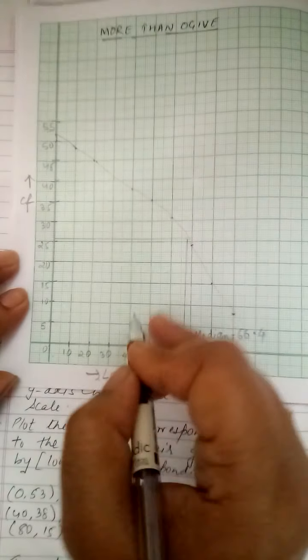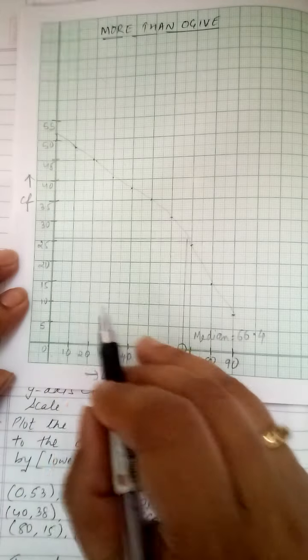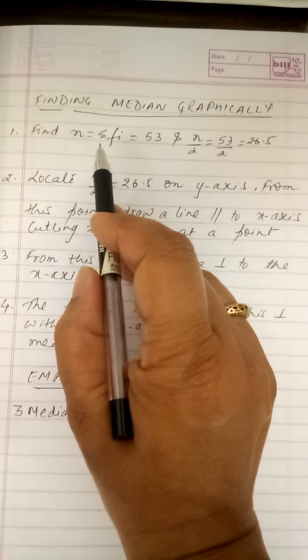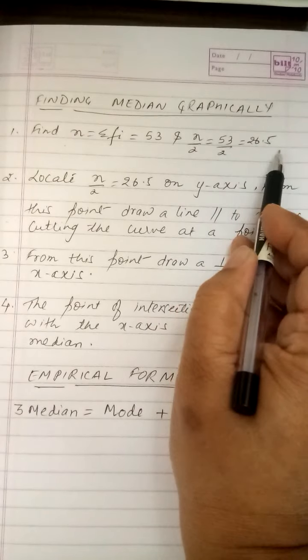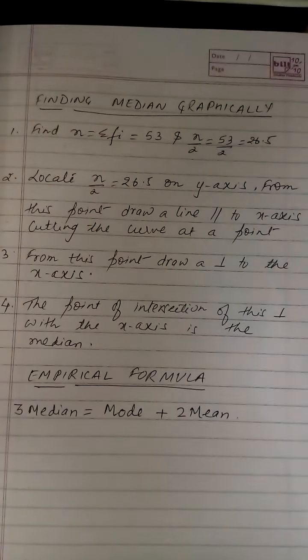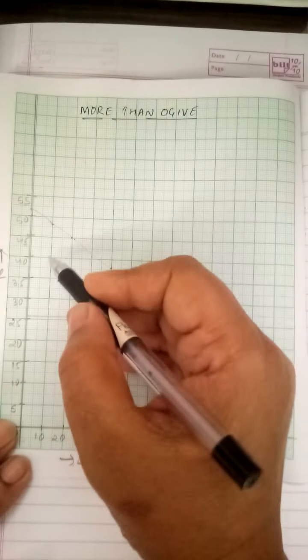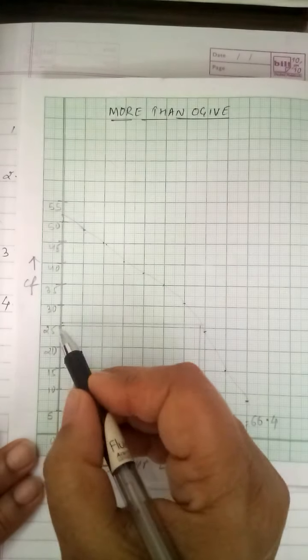Now again, coming down to finding the median graphically from this, the process remains exactly the same as in case of your less than ogive. For the less than ogive, what had I done? I had first found out the value of sigma fi. Here it was 53. I divided it by 2. I got 26.5. So after getting 26.5, I take this on the graph. I go back to my graph paper. I go to the point 26.5, which I have highlighted over here with my pen.